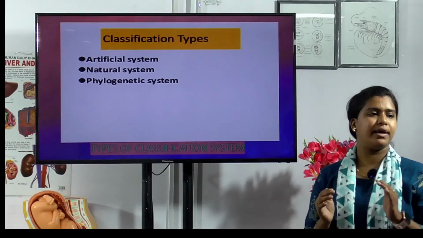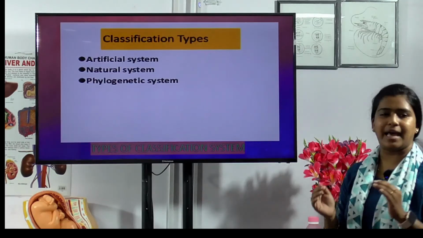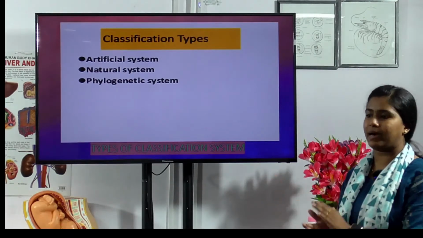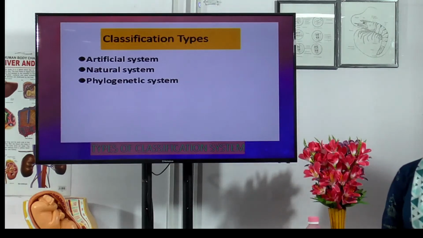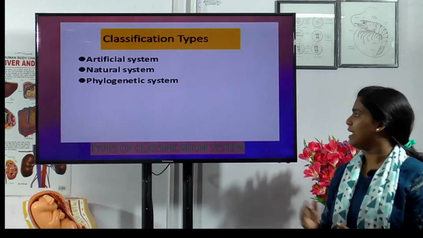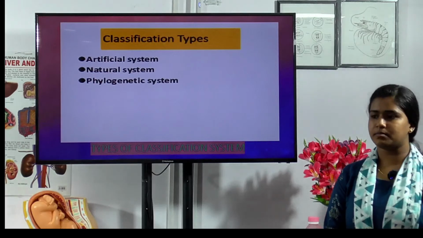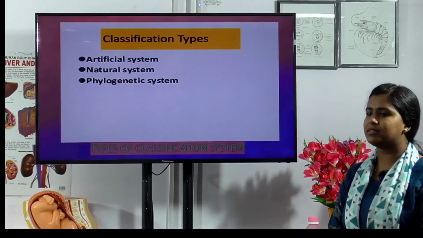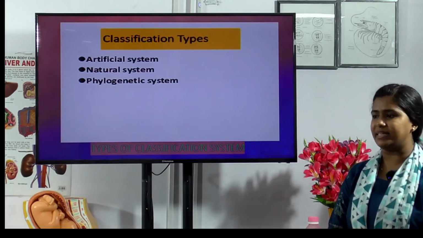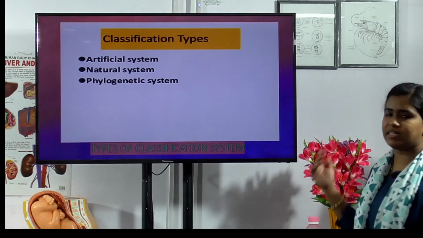Artificial means it is based upon artificial characters like color and size. Natural means it is based on some external and internal structures of them. And phylogenetic means it is based upon genetic materials. Okay, and these are the three classifications.